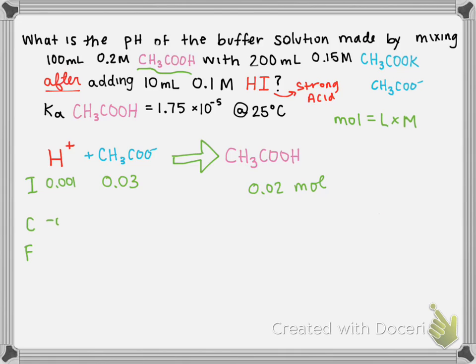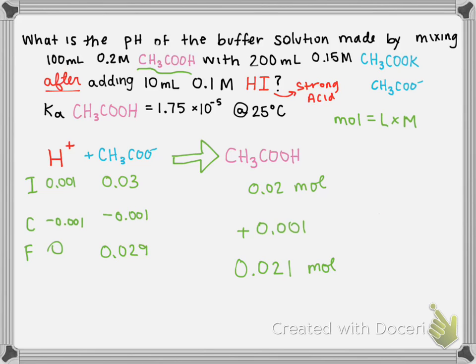So for our change, we'll use up all of that until we have none left. And we'll use that up from the acetate also. So we'll end up with 0.029 moles of the acetate. And when those react, they're going to form our acetic acid. And so we'll have 0.021 moles of that after the reaction.